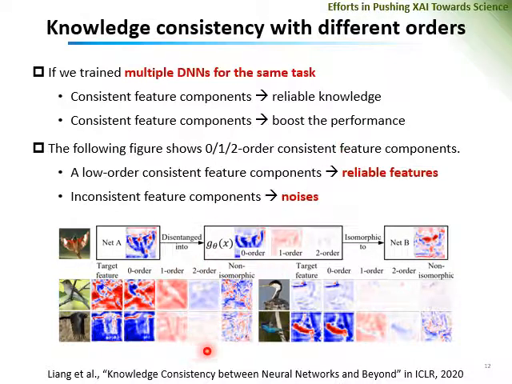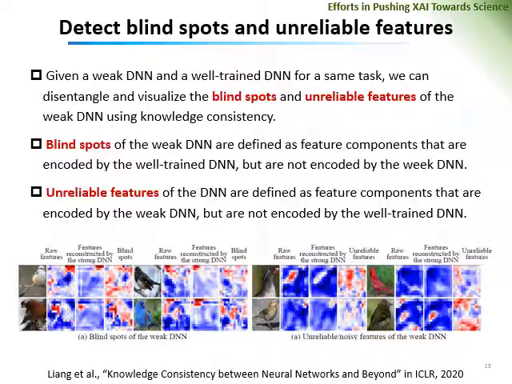We can also visualize the feature components of different orders. You can see the low-order consistent feature components usually represent the main part of the object, and the inconsistent feature component usually represents noise. We can also use the knowledge consistency between different neural networks to disentangle the blind spot and unreliable features from a neural network.